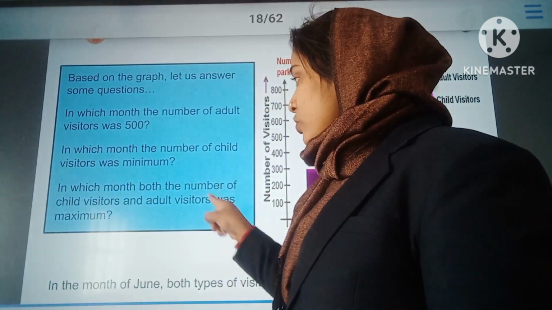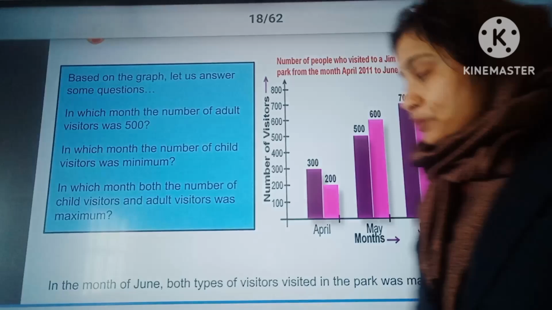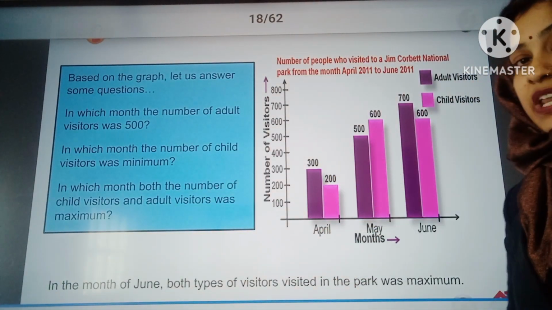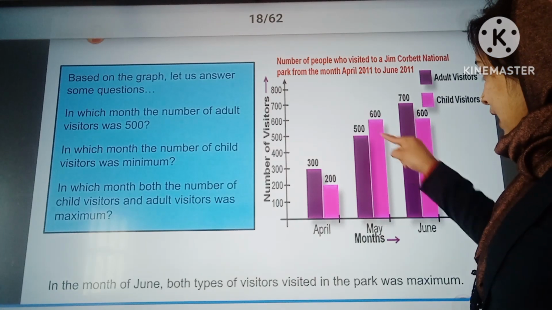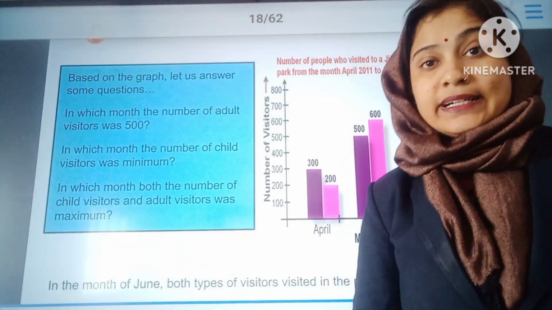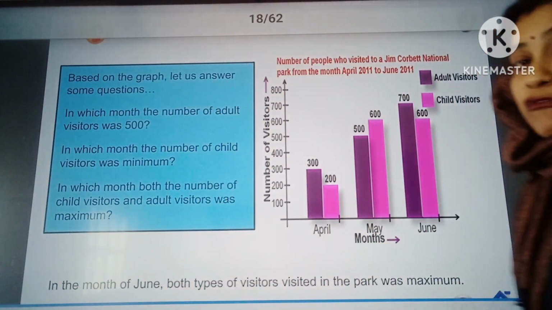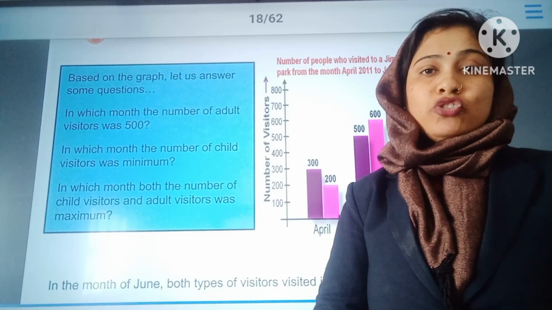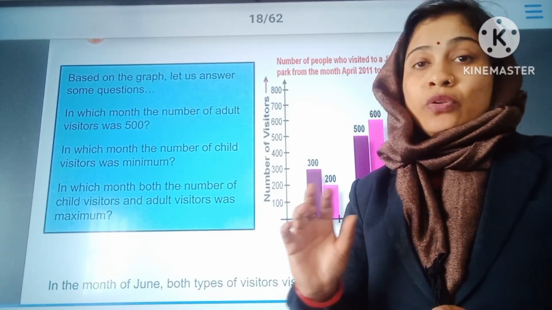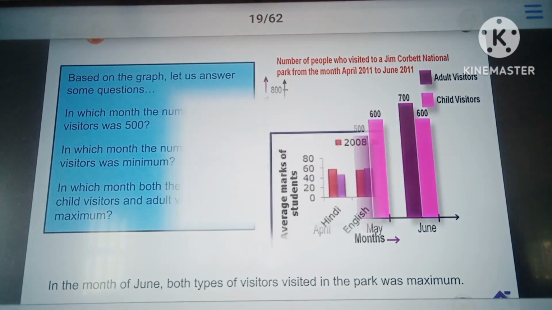In which month was the number of both child visitors and adult visitors maximum? For the month of April, 300 plus 200 gives 500. For the month of May, it is 1100. And for the month of June, it is 1300. So for which month is it maximum? It is maximum for the month of June. So in the month of June, the number of adult and child visitors is maximum, as is clear from the graph.